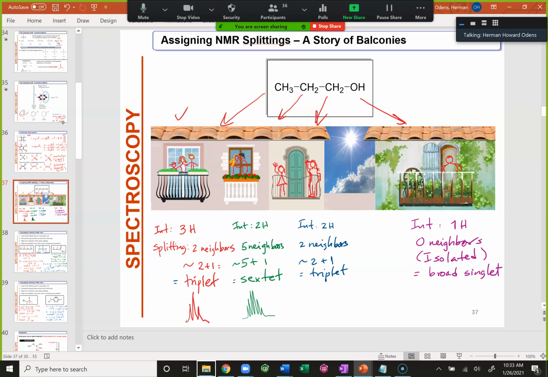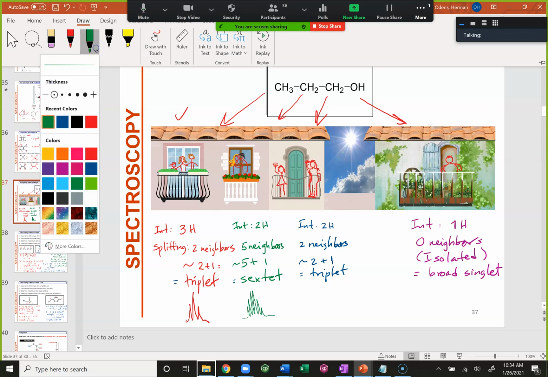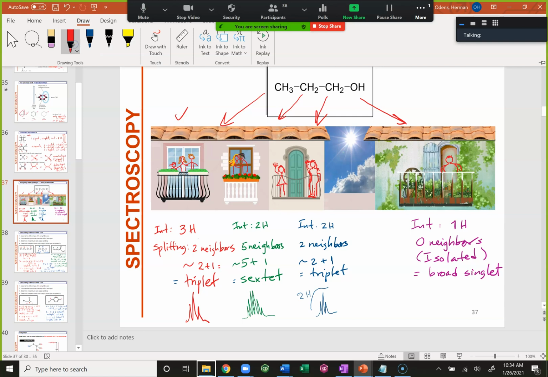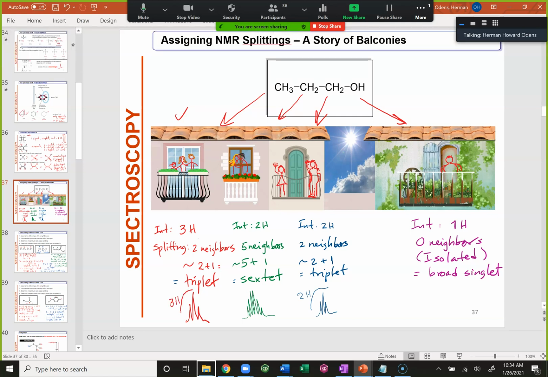And then the single mother with the daughter on the right side, they also have 2 neighbors, so there will be a triplet. But notice that that triplet will be different than the triplet in red. What is the difference? The difference is that this will integrate for 2 hydrogens, whereas this other triplet will integrate for 3 hydrogens. That is the difference. They will look the same, but in intensity they will be different.